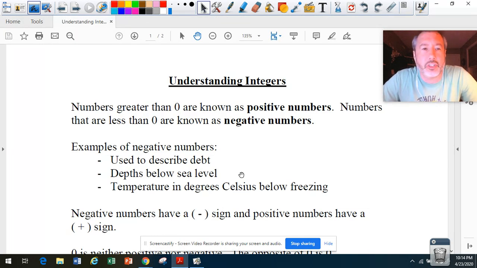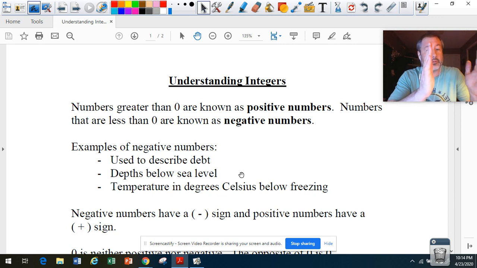So, understanding integers today. Now, we know that numbers greater than 0 are known as positive numbers. Good, pretty basic. Numbers that are less than 0 are known as negative numbers. Basically, if we have our 0 here, when I go to the left of 0, now I'm not sure what it looks like on your end if I'm going the opposite way, but this is my left. Those are our negatives. If we go to the right of 0, that is our positives.